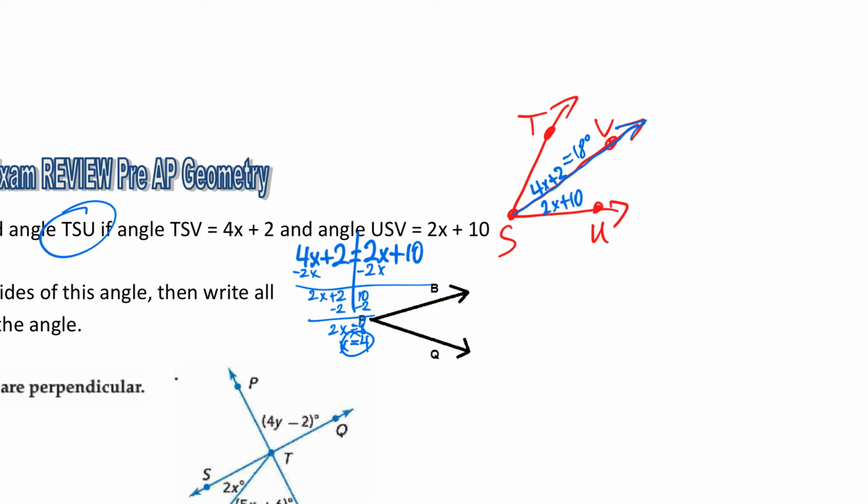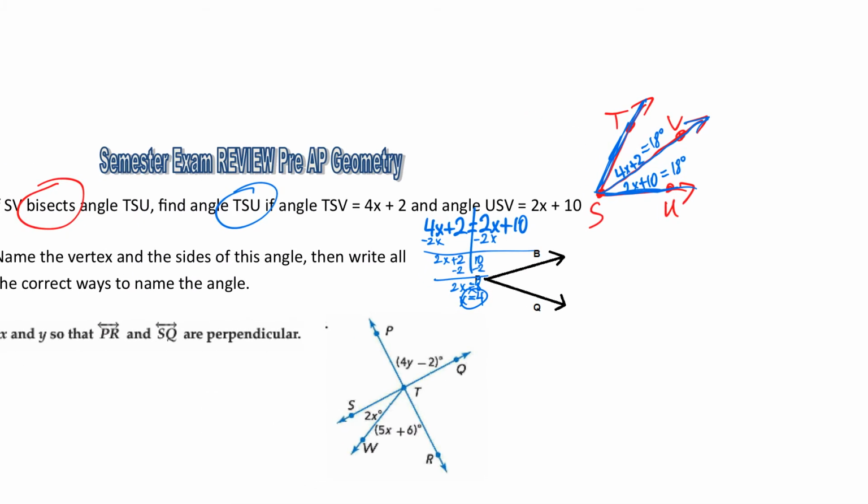And then the other one, 2 times 4 is what? Plus 10, 18, which those should be the same. And now it's asking how big is this whole angle TSU? 36. Okay, 18 plus 18, so that is a 36 degree angle.